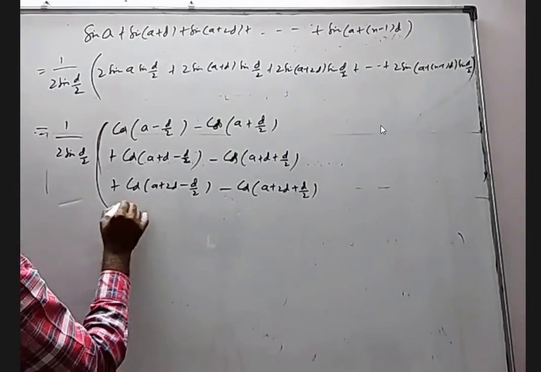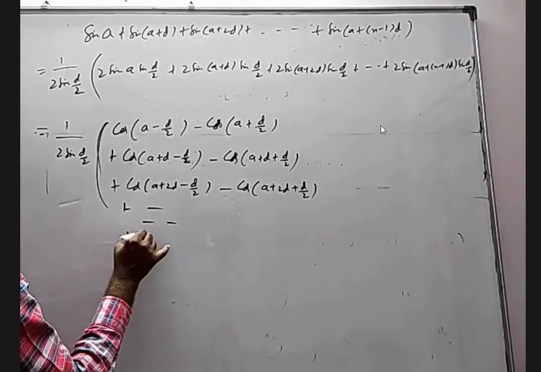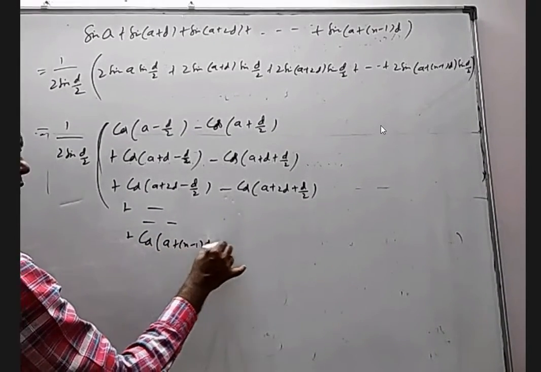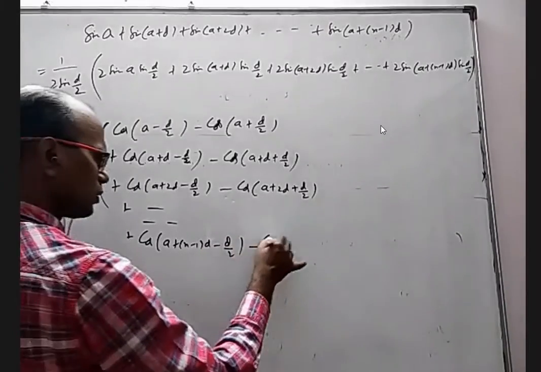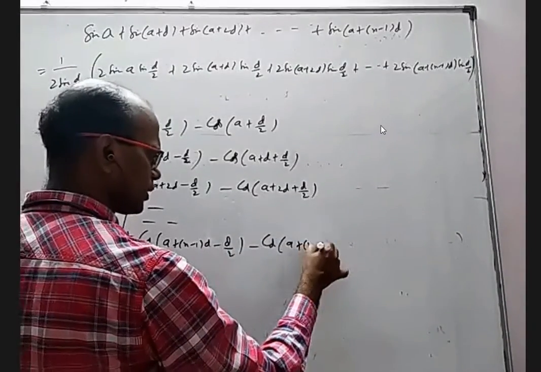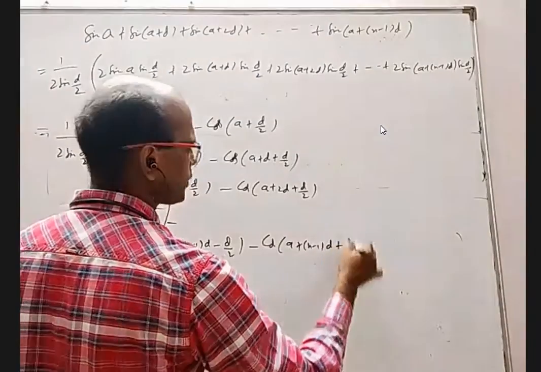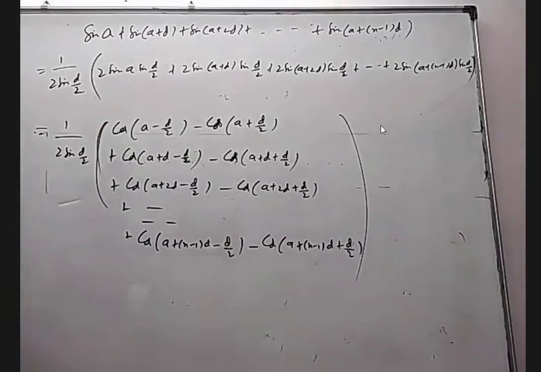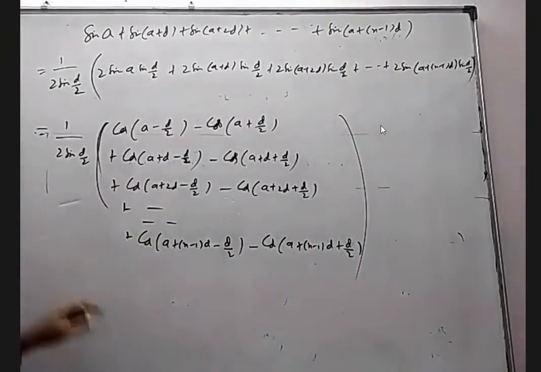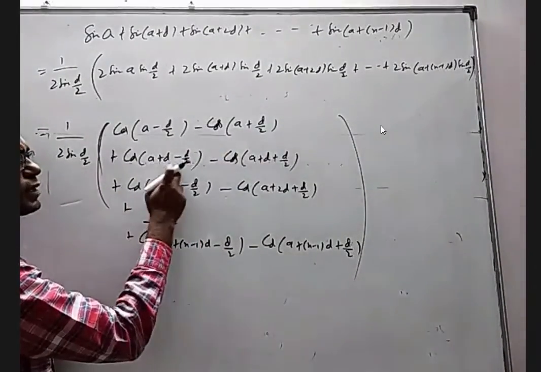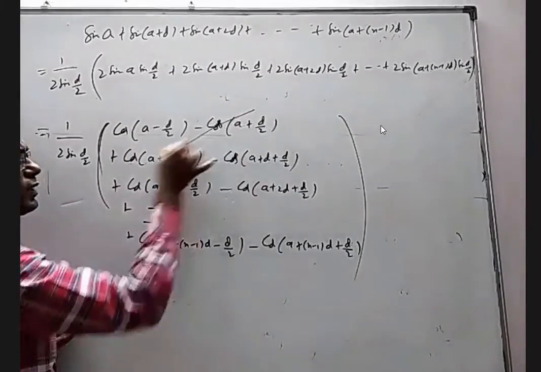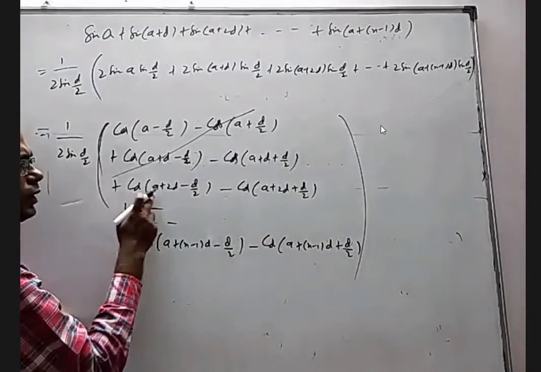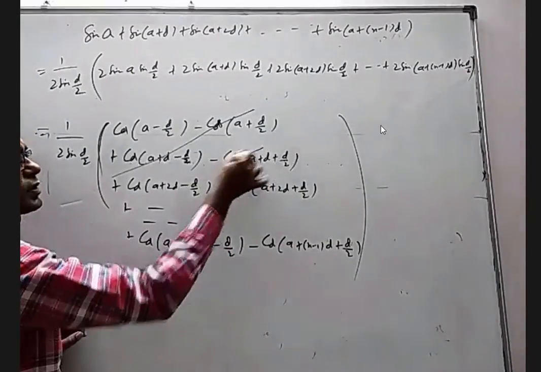At the last, cos(A + (n-1)D - D/2) minus cos(A + (n-1)D + D/2). I am going to directly cancel these two, because this is A plus D by 2. What is A plus D minus D by 2? That is also A plus D by 2. We'll cancel. A plus D plus D by 2 is A plus 3D by 2, and A plus 2D minus D by 2 is also A plus 3D by 2.